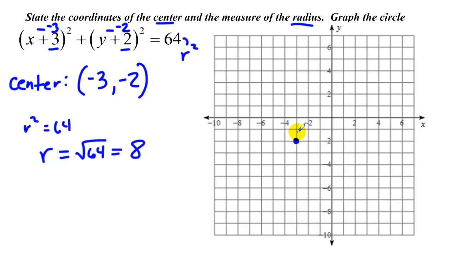Probably won't be perfect. Okay, so counting up, 1, 2, 3, 4, 5, 6, 7, 8. It's going to be right here. And then out, the same 8 out is here. And let's go out 8 the other direction. 1, 2, 3, 4, 5, 6, 7. I'm off the grid a little bit. That's okay. I can just extend the point out there. And then down 8, barely hitting the edge of our graph. So those four points are on our circle. Then we just draw in our circle.